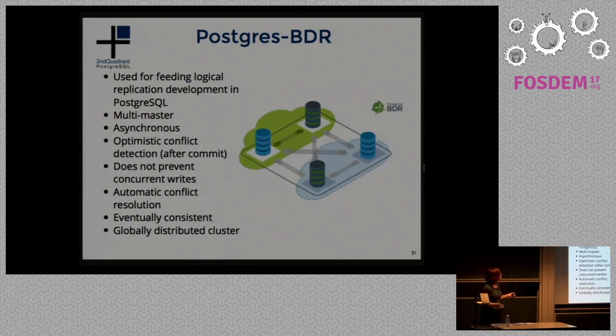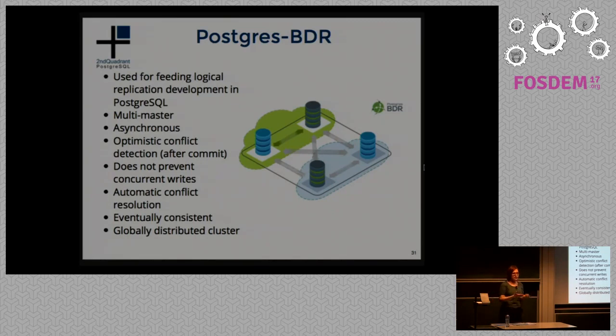So you can think, if I write the same table and some other people write the same table, what will happen in all cases of multi-master solutions? Conflict. There are lots of ways of handling these conflicts. In the case of BDR, it is optimistic. This means that after commit, the conflict detection will be settled, and then this conflict resolution will happen automatically. I think for BDR, it is last committed wins. So this is important when we say asynchronous.